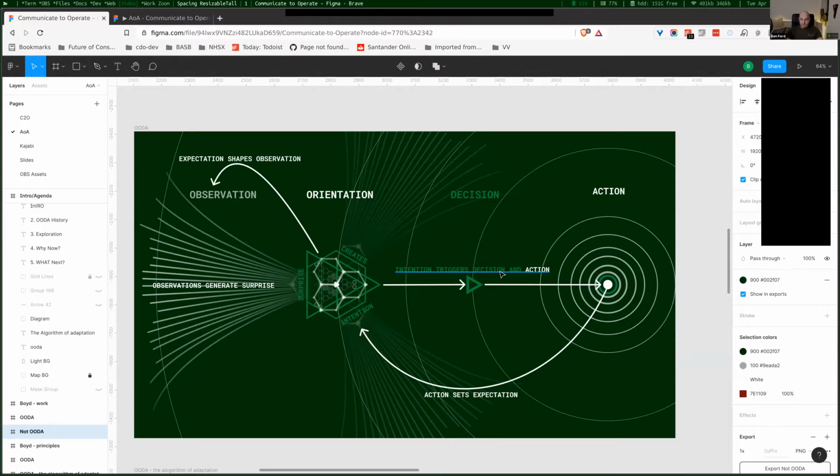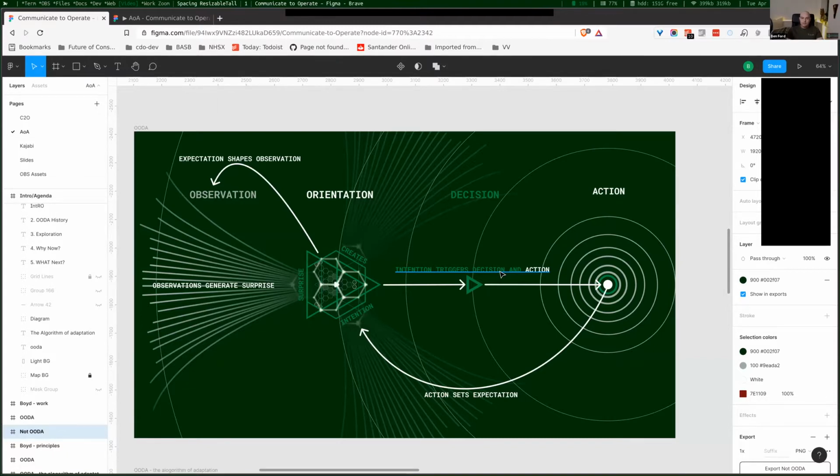But if we start from action and we say that when you take an action, it sets an expectation. You have a mental model about how that action is going to play out, and you have a mental simulation about the possible outcomes of that action.